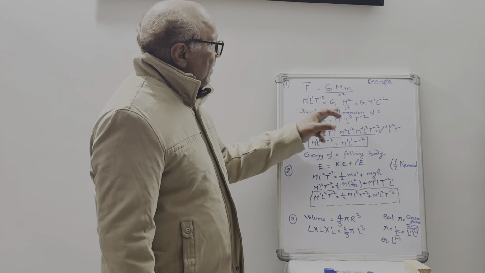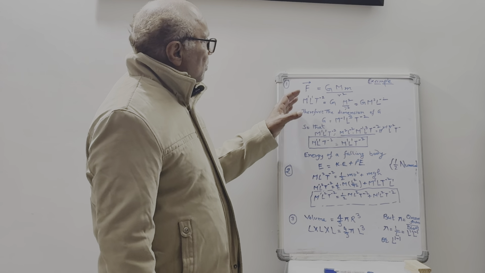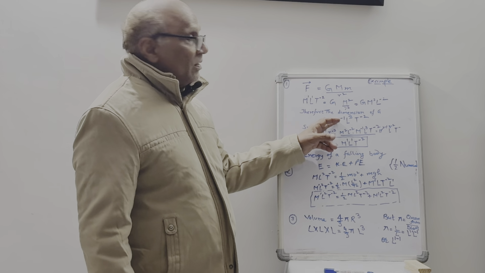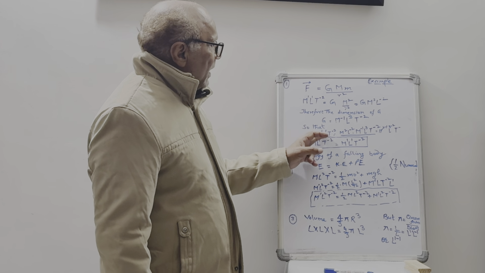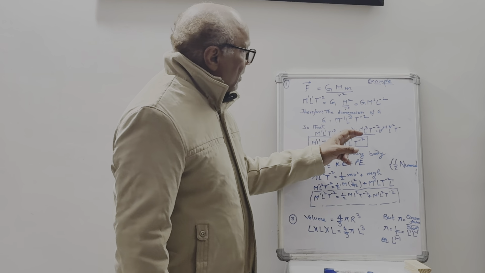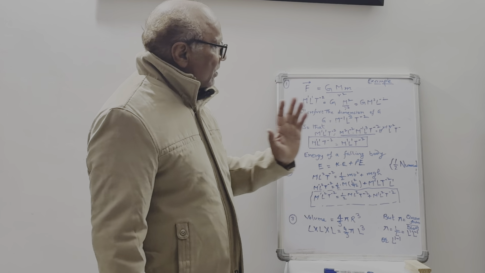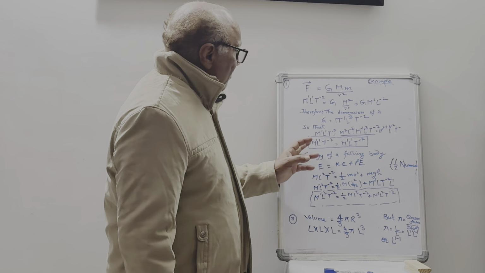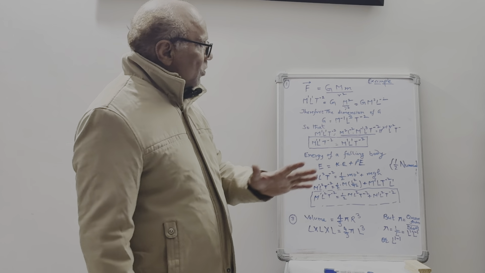Therefore the dimension of G, in order to balance the dimensions on the left hand side and the right hand side, would be G is equal to M minus 1 L3 T minus 2, so that M1 L1 T minus 2 is equal to M2 L minus 2 M minus 1 L cube T minus 2, so that after adjusting the indices we get M1 L1 T minus 2 and M1 L1 T minus 2 on both sides.